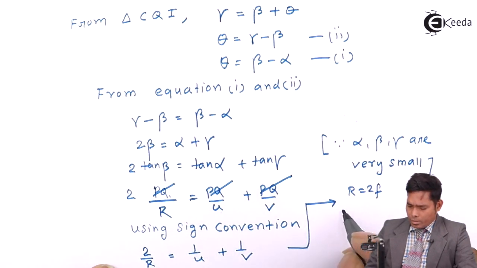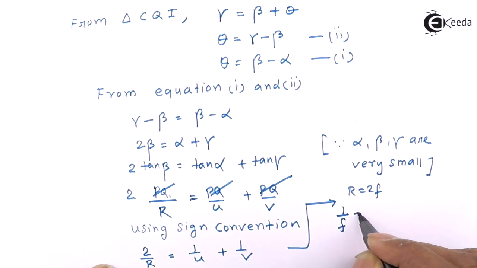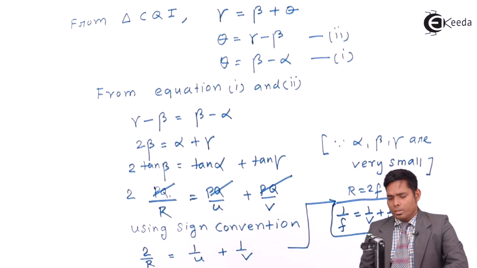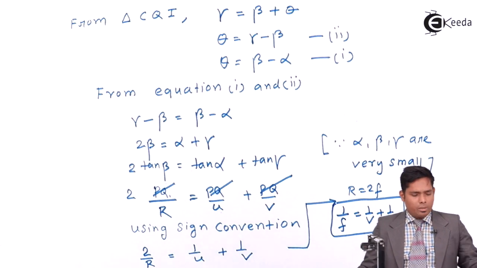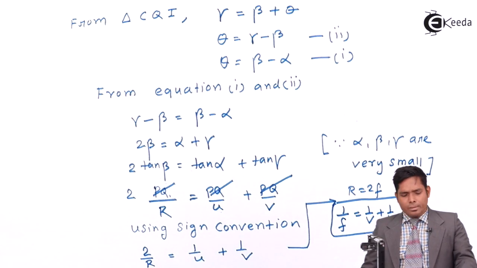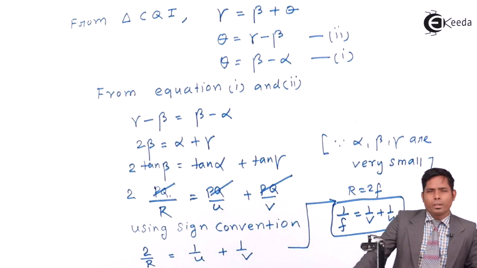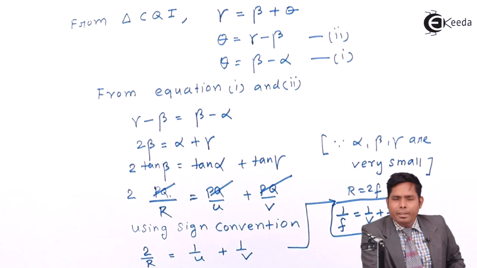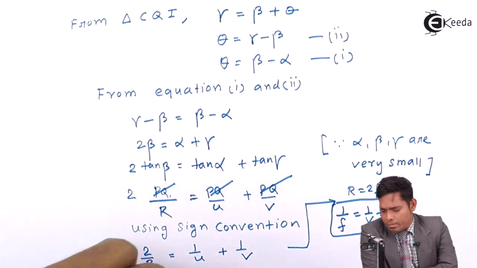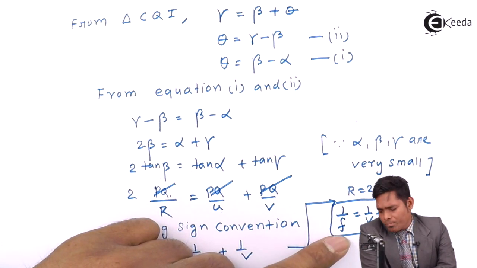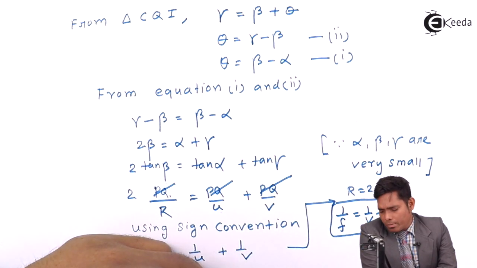So if I put it here, this will be 1 by F, and that is equal to 1 by V plus 1 by U. This is the mirror formula, also known as the mirror equation. Now, I have derived this expression by taking a concave mirror. If I take a convex mirror, then also I will get the same result. So that formula is valid for all types of mirrors, concave and convex.